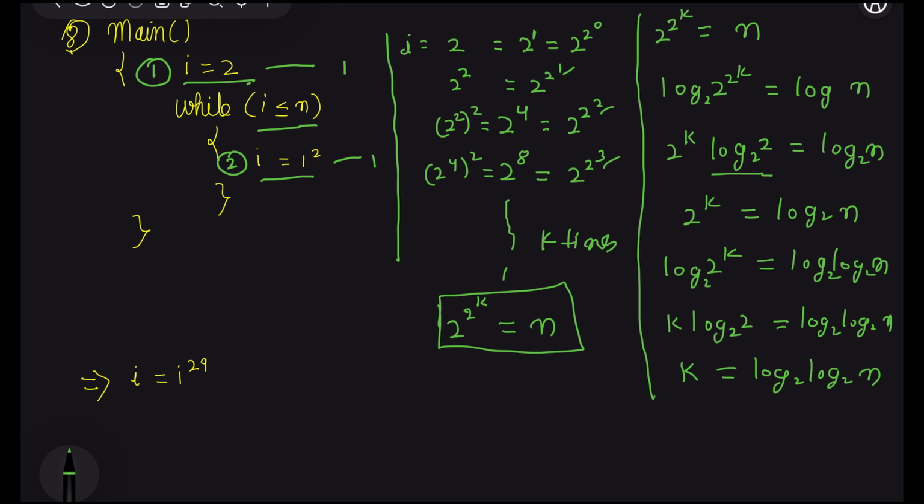So the overall complexity of this will be 1, which is for the first statement, and for the second statement, which is running k times, it is log log n. This will be our final time complexity: big O of 1 plus log log n, which can be written as big O of log log n.